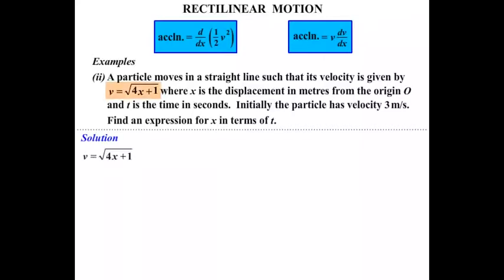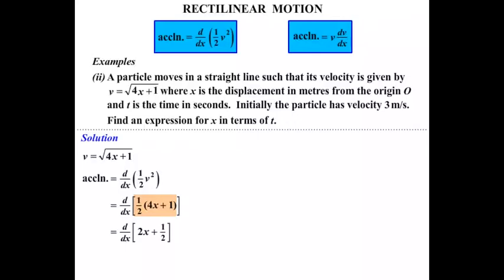Let's start with writing down our velocity formula, v equals square root of 4x plus 1. Now, we'll use this acceleration because it's got d/dx of half v squared. So acceleration equals d/dx of half v squared. That equals d/dx of a half v squared. If v equals the square root of 4x plus 1, once we square it, we get rid of that square root sign and just get 4x plus 1. That simplifies to d/dx of 2x plus a half. We haven't found the derivative yet, we've just rewritten it.